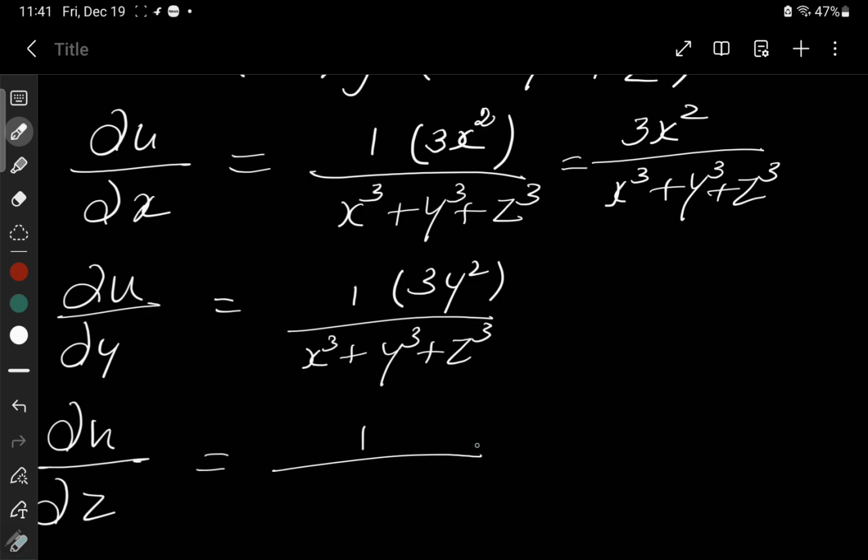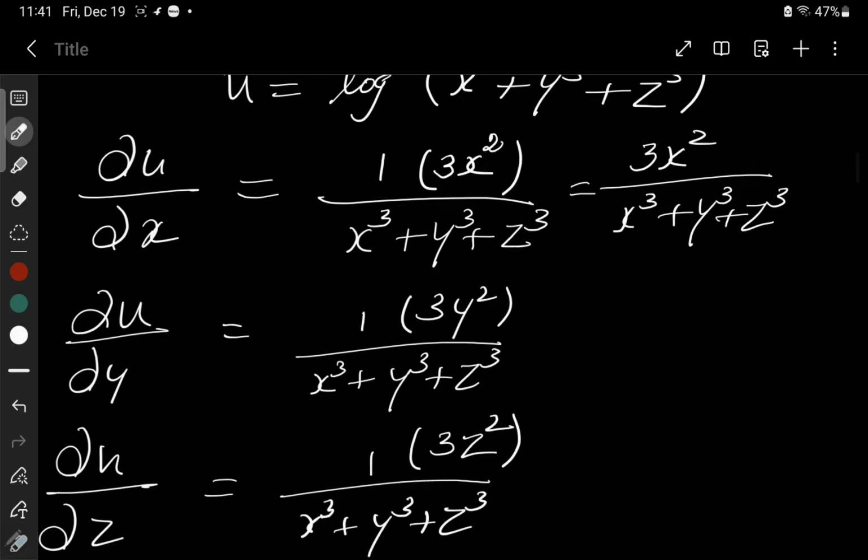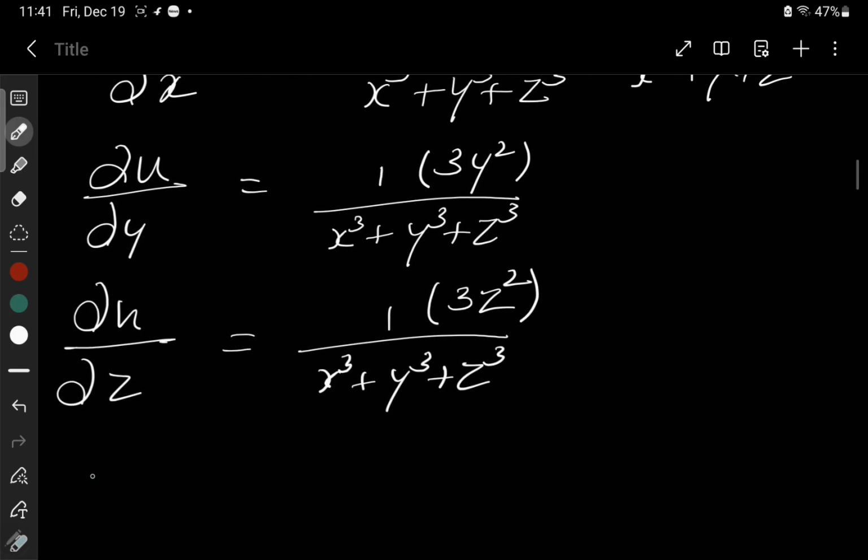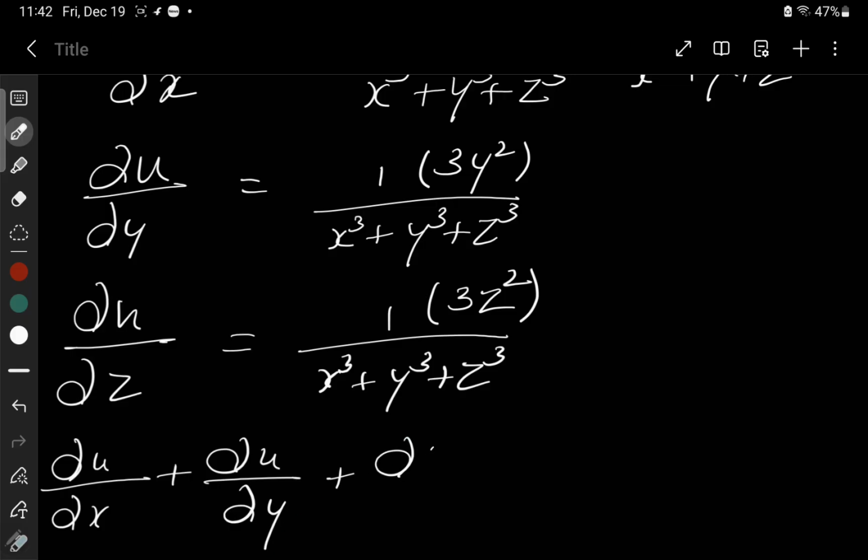Again log x, 1 by x cube plus y cube plus z cube. Then with respect to z, differentiate z alone, so 3z square. The question, you have to add all the three: dou u by dou x plus dou u by dou y plus dou u by dou z.